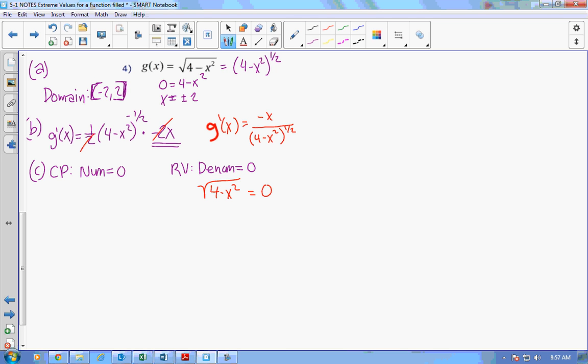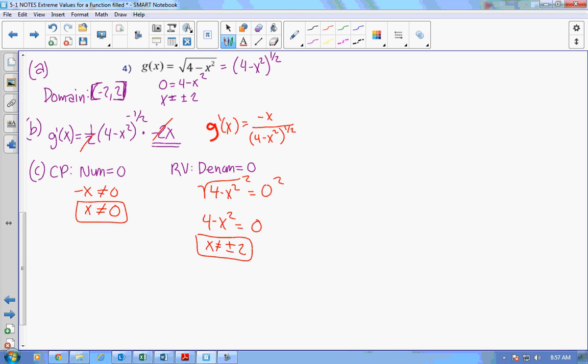Okay, Joanna, what'd you get for critical points? Yeah, right, because negative x can equal 0, so x can equal 0. And the denominator, if we square both sides, 4 minus x squared equals 0. This looks familiar. Plus or minus 2. So we'll get undefined at plus or minus 2, so those would be restricted values. Now what do we do?